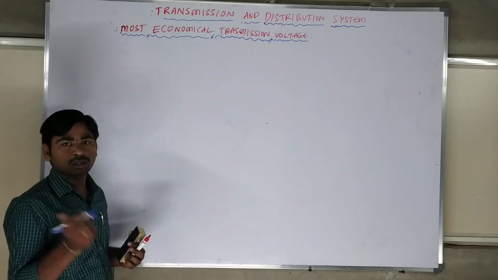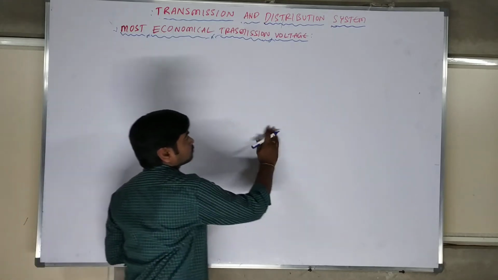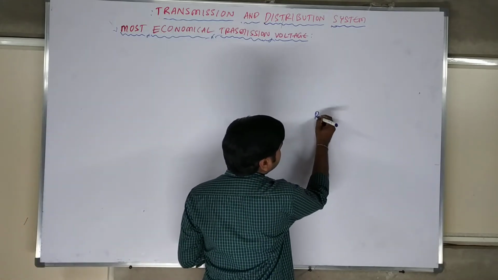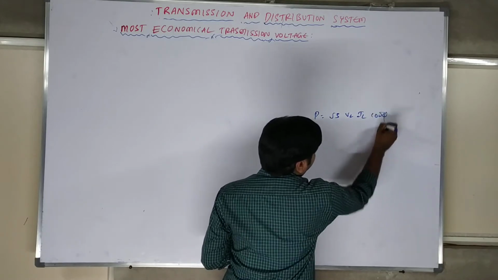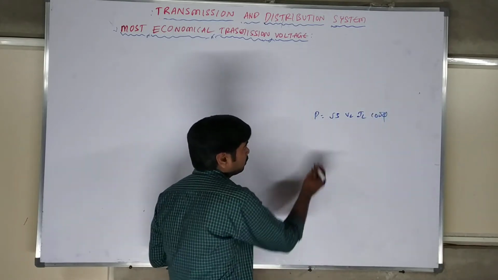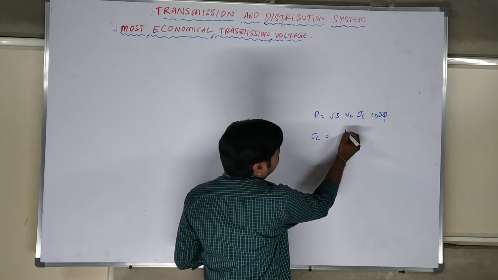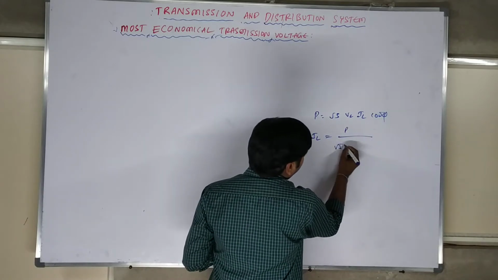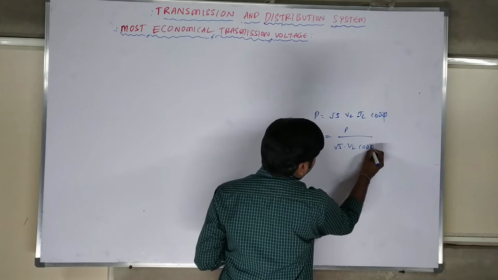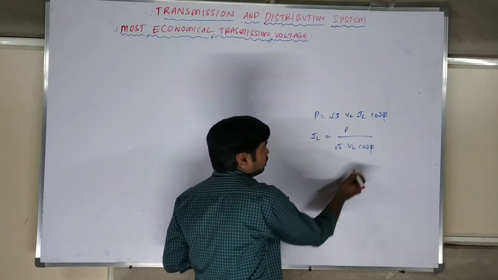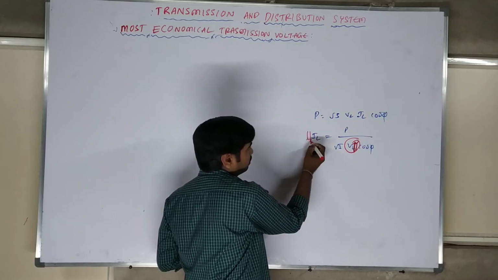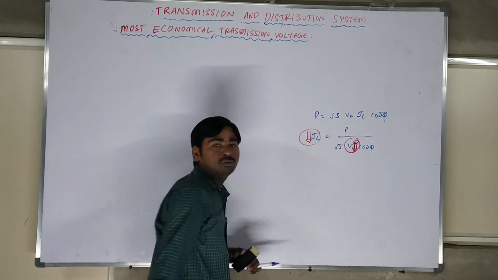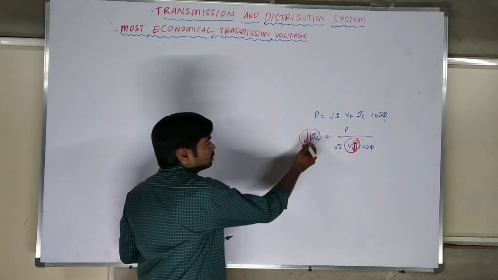So as we know from the last videos, P is equal to root 3 into VL IL cos phi. In this, IL is equal to P by root 3 times VL cos phi. In this, the moment the voltage increases, the current should decrease.